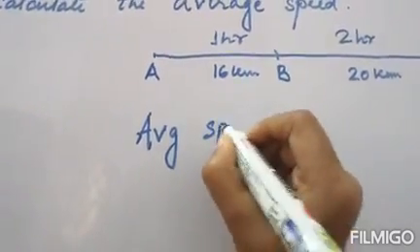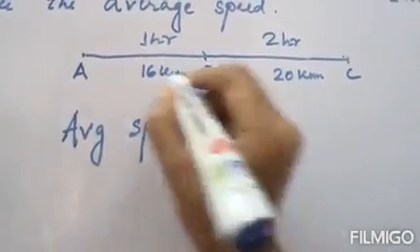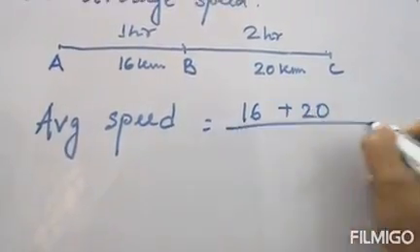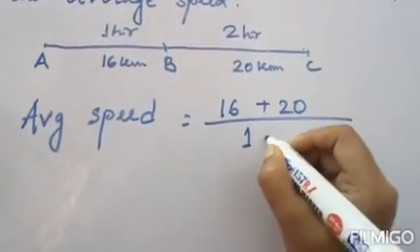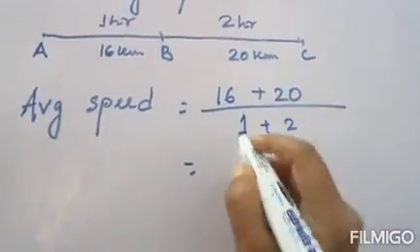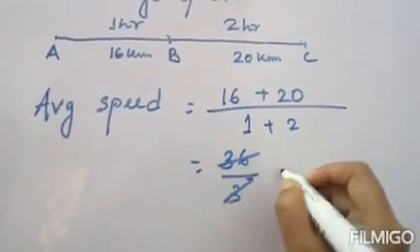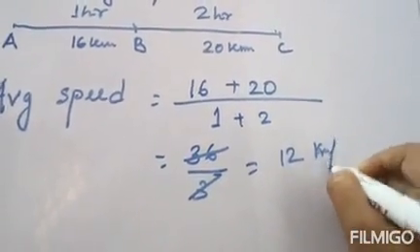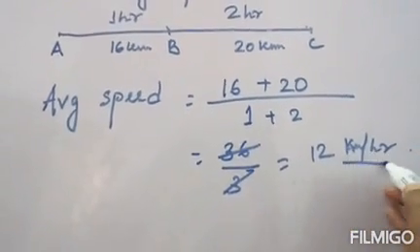Average speed we can define as total distance traveled by total time taken. The first distance is 16, the second distance is 20, so the total distance traveled is 36. Total time: first 1 hour and then 2 hours, so the total is 3. So 36 by 3 means 12 kilometer per hour.